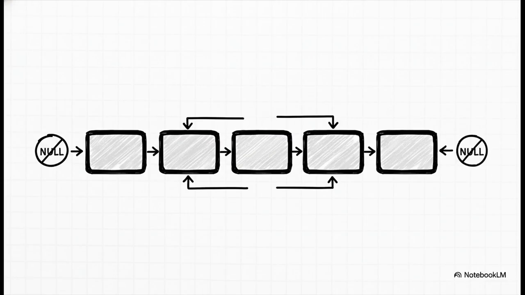But what if you need to go backwards? Well, that's where the doubly linked list comes in. With this one, each node has two pointers, one that points to the next node, just like before, but also another one that points to the previous node. This creates a two-way street, which lets you move freely in either direction, forward or backward.